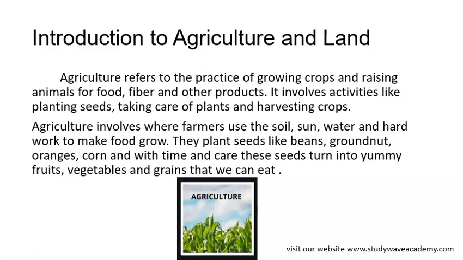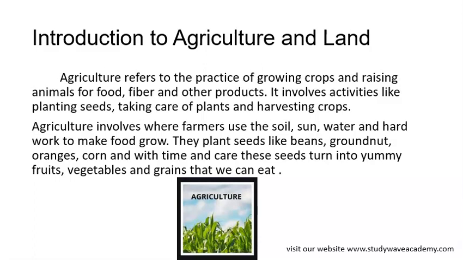Agriculture refers to the practice of growing crops and raising animals for food, fiber, and other products. It involves activities like planting seeds, taking care of plants, and harvesting crops. Okay? Agriculture involves where farmers use the soil, sun, land, and hard work to make food grow.